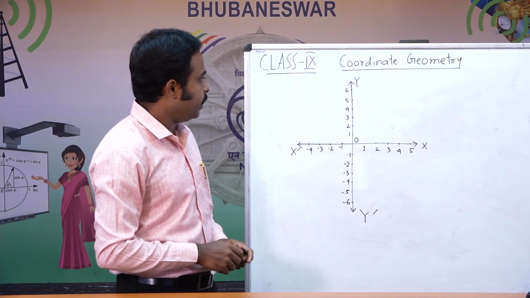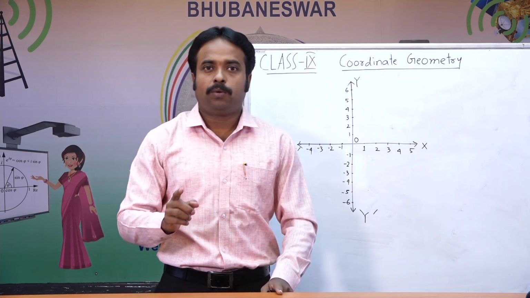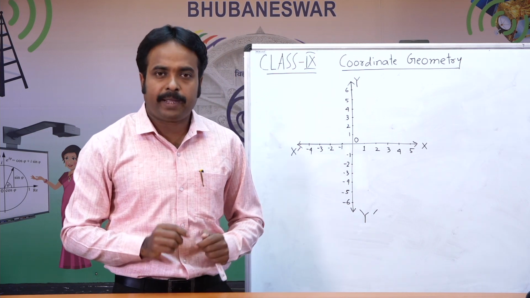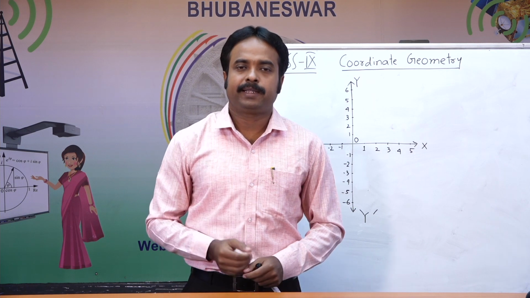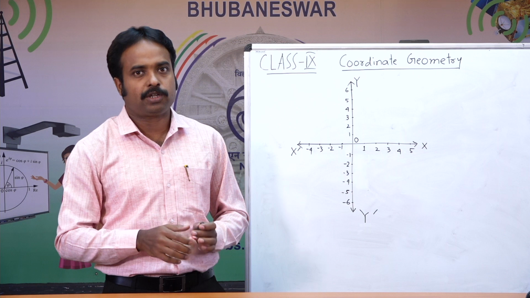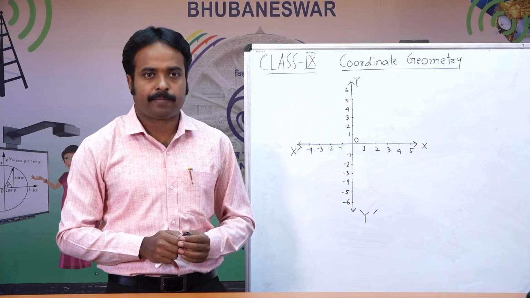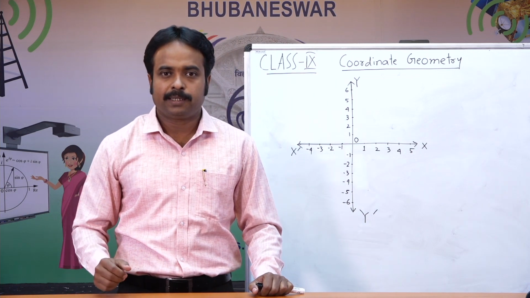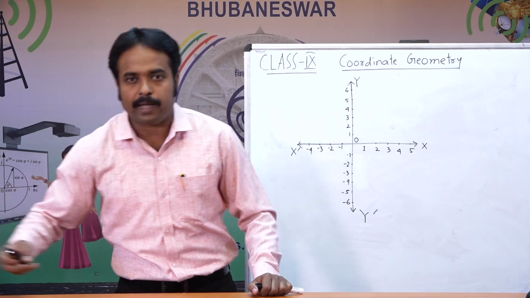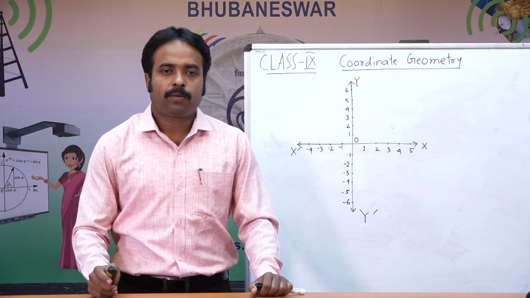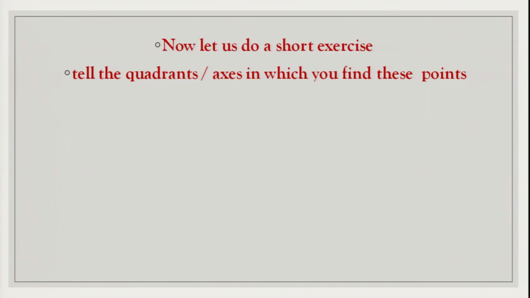In the last class, we learned that if a point is given on the plane, then how can we find the distance of this point from the x-axis and the distance of the point from the y-axis. Now today, let us start this class with a quick exercise. Tell me the quadrant or axis in which you find these points.